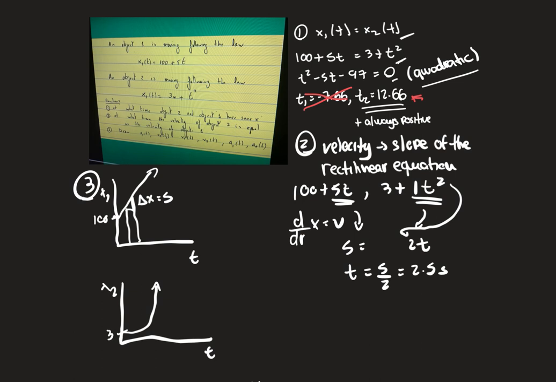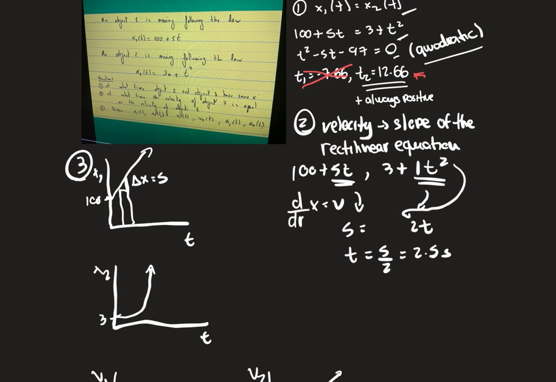The second question asks when the velocity of object 2 is equal to the velocity of object 1. So velocity, we know that is the slope of the rectilinear equation. And in order to determine the velocity for both, we have to get the derivative of the equation of position, which is what we have in this case, x1 and x2.